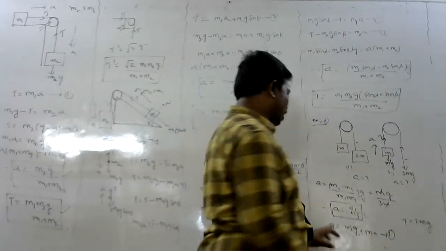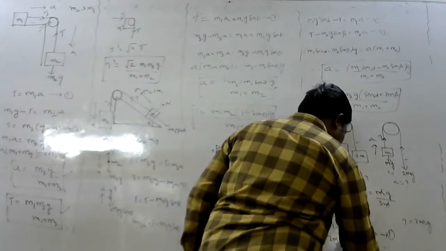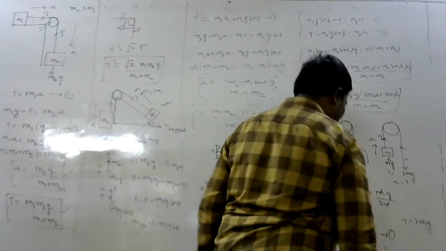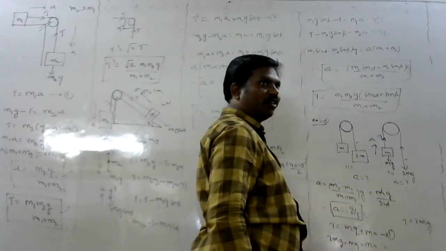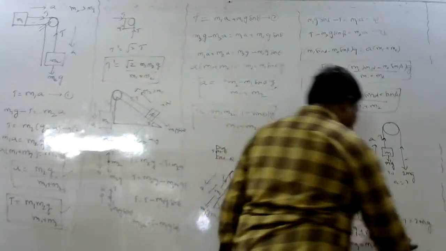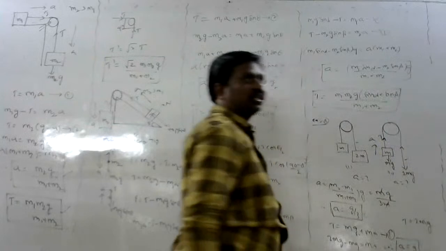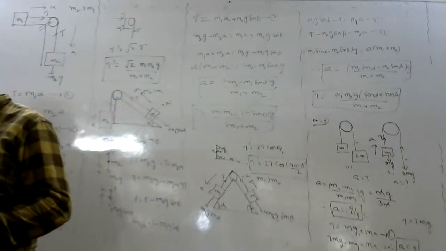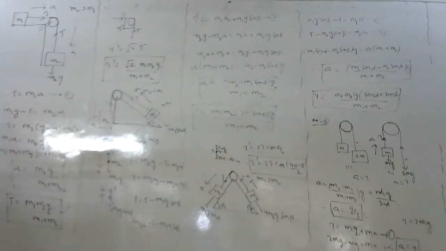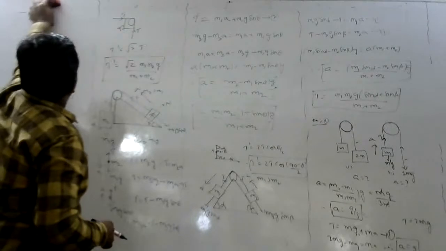Here we substitute 2mg. So 2mg minus mg is equal to ma. 2mg minus mg means mg. The m will be cancelled. So a is equal to g. So acceleration a is equal to the acceleration due to gravity.